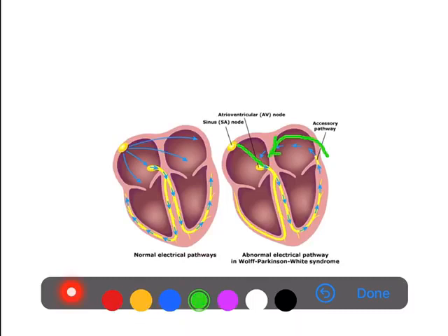Okay, so what will be happening? The ventricles will be depolarized faster, so that is producing a shorter PR interval. Even though this depolarization reaches the ventricle faster, it cannot be transmitted through our normal conductive pathway. So even though it is faster, the depolarization will be very slow.